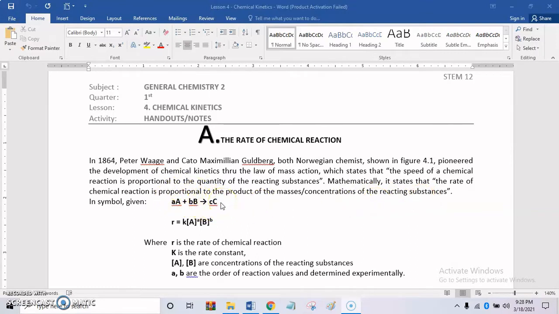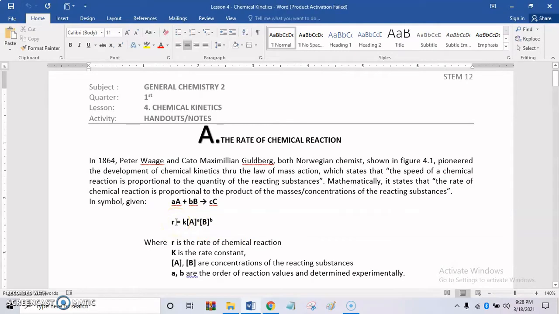So, the rate of a chemical reaction is proportional sa product ng ating mga product, okay? When we say product, that is multiplication. Product of our concentrations ng ating reacting substances. And this is the mathematical expression of that statement.